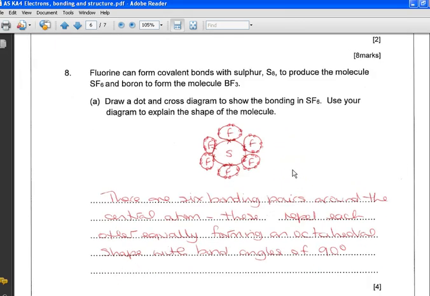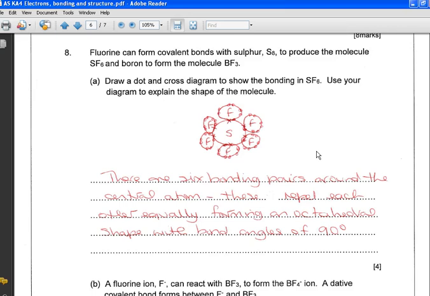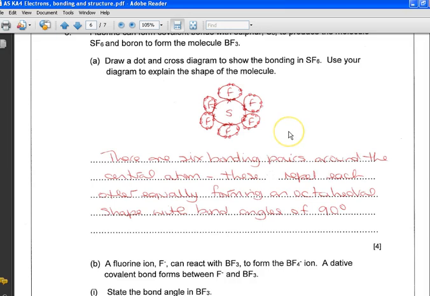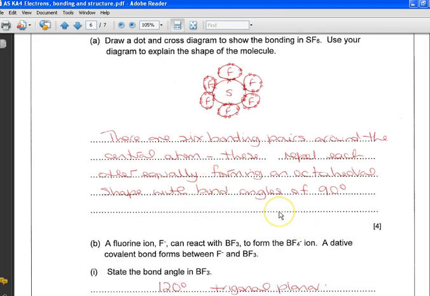Okay, question 8. It tells you about bonding of fluorine and sulfur to produce the molecule SF6, and the molecule BF3. It asks you for a dot and cross diagram, so there we are, pretty straightforward, 6 fluorines around the sulfur atom. To explain the shape of the molecule, you've got 6 bonding pairs and they all repel each other equally and they form an octahedral shape with a bond angle of 90 degrees.